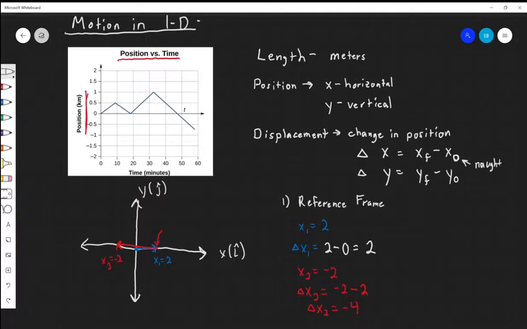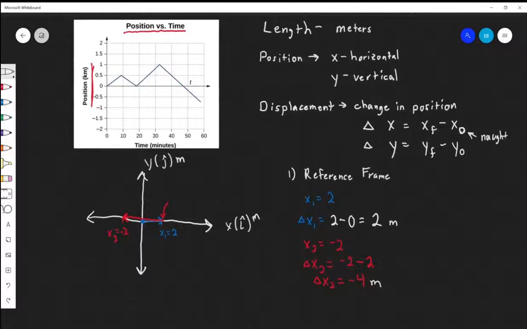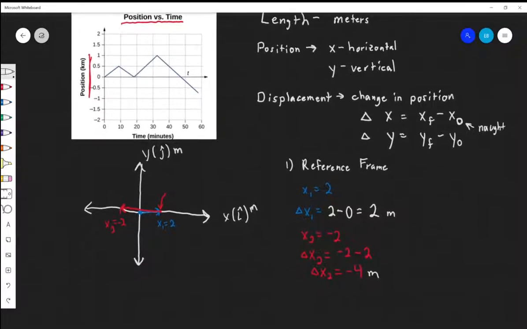And right now these numbers are meaningless, so what we need to do, we need to associate some kind of distance, some kind of unit with this. So I'm going to say that these axes are both measured in meters so that we can attach some physical meaning to these numbers and get these displacements in terms of meters. So how far did I actually travel? Okay, what's my total displacement?